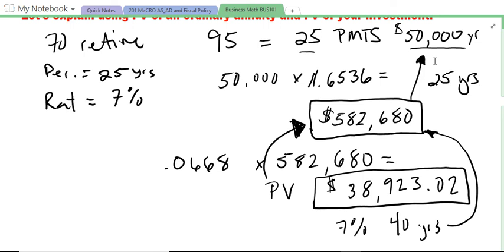I hope that helps you understand the present value and future values, or present value of an ordinary annuity, and how to figure out, using the table, how you could give yourself a stream of payments for a particular amount of time.